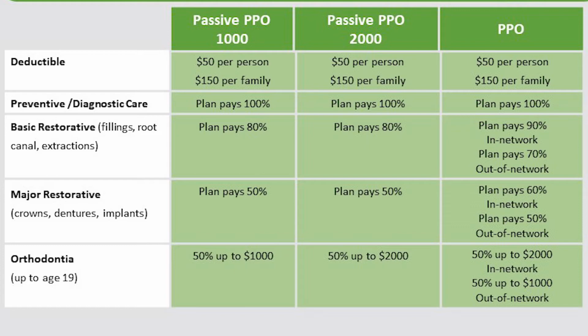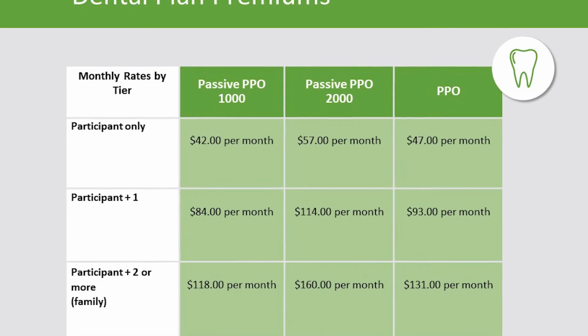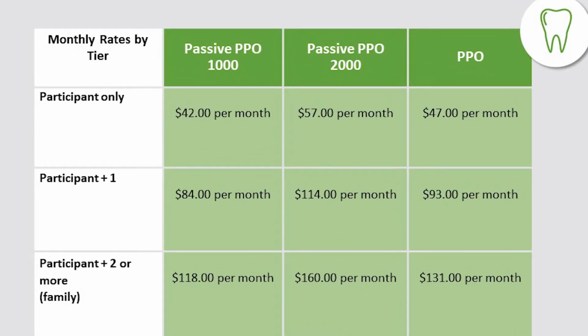I know this is small on here, but you do have it on your handout. Those are deductibles and different restorative care, both basic and major, and orthodontia that this dental insurance does cover, and it tells you what the plan pays for each of those plans. Orthodontia is only up to age 19. And then the rates for dental plans by tier and by plan. And I have it listed there by month. And that's in your handout as well.